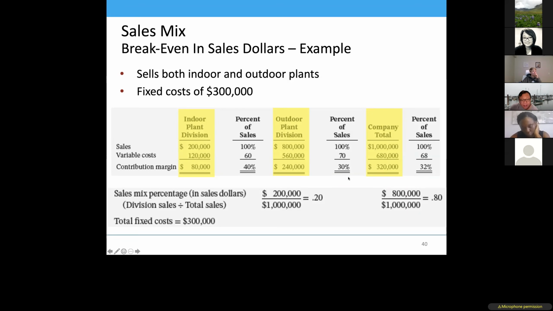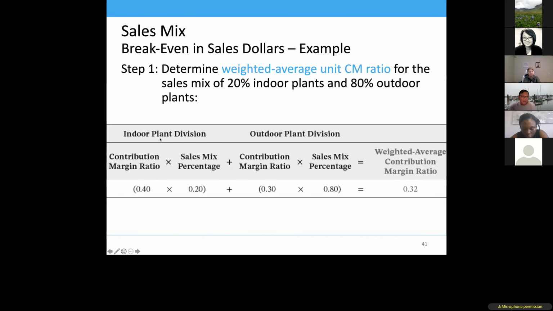ratio, right? So in this case, it's the sales mix. So we have to figure out what's the weighted average contribution margin ratio. And you can see here, for the total company, it's a 32% contribution margin ratio. For the indoor, the contribution margin ratio is 40%, and the sales mix is 20%. For the outdoor, the contribution margin ratio is 30%, the sales mix is 80%. So you figured out the weighted average contribution margin ratio is 32%.